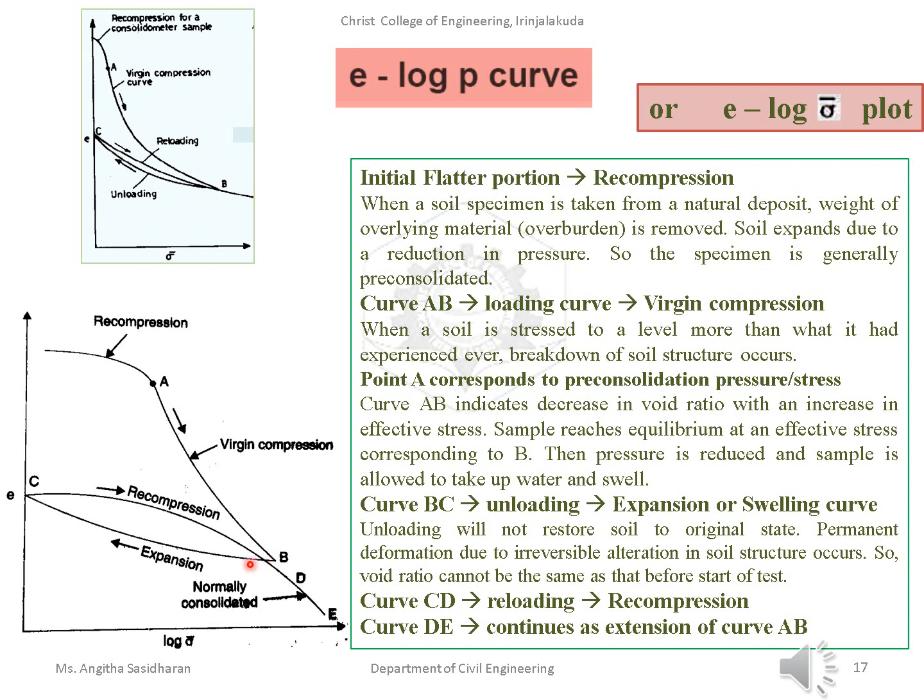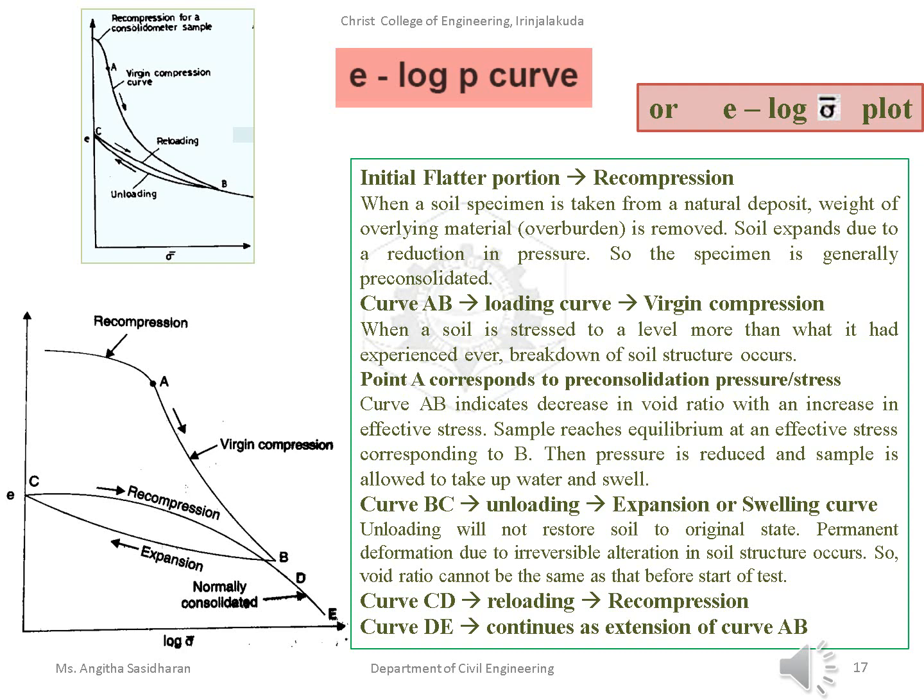If you are unloading it, then the soil is expanding. The pressure over the soil is reduced and the sample is allowed to swell, it is expanding. So the curve BC is the unloading curve, or it is corresponding to the expansion or swelling.